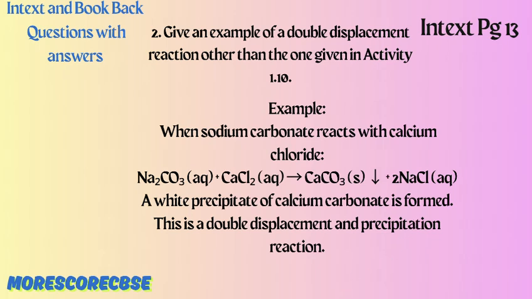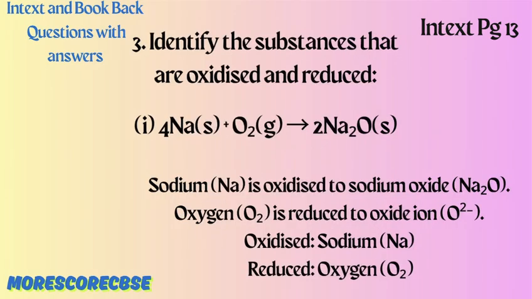Next, give an example for a double displacement reaction other than the one given in activity 1.10. We can take this example: sodium carbonate plus calcium chloride giving calcium carbonate plus 2 molecules of sodium chloride. The precipitate formed here is calcium carbonate. This is a white precipitate, and this is an example of a double displacement reaction.